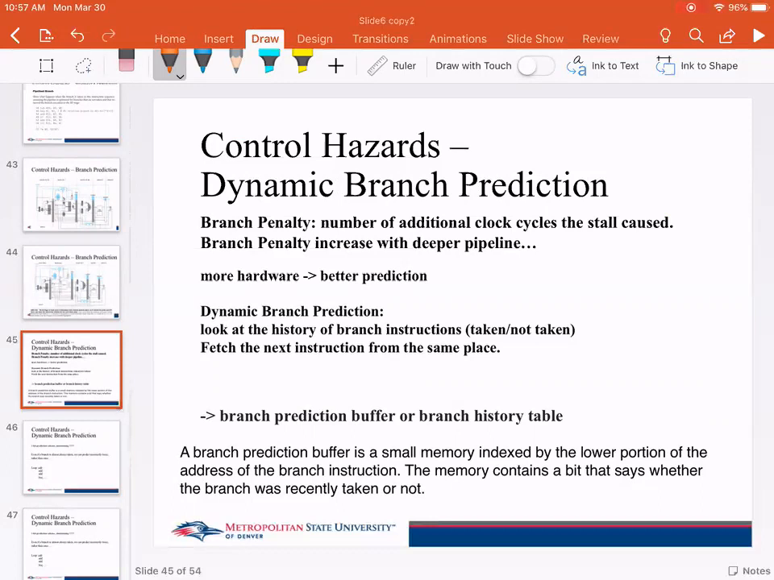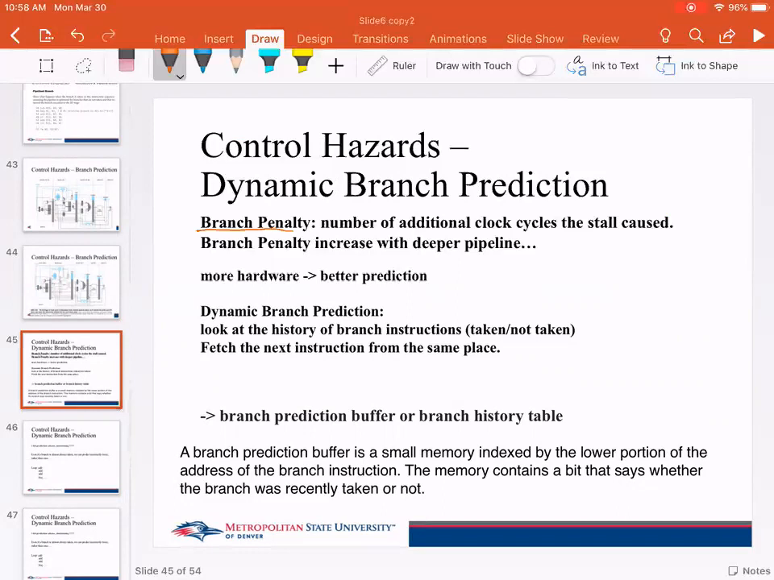So we have introduced the concept of branch penalty last time. This is the number of clock cycles the pipeline has to be stalled when the prediction is wrong.